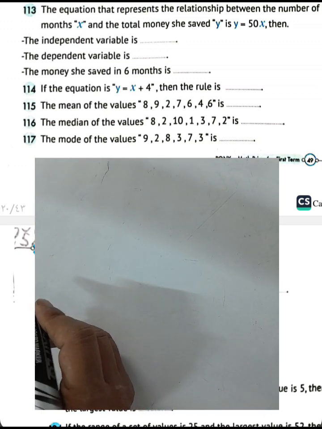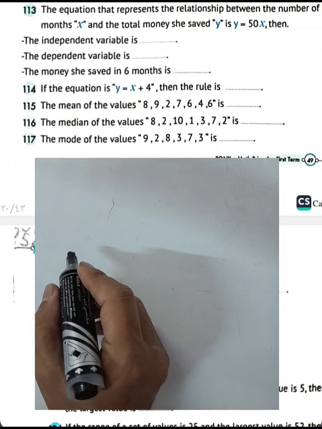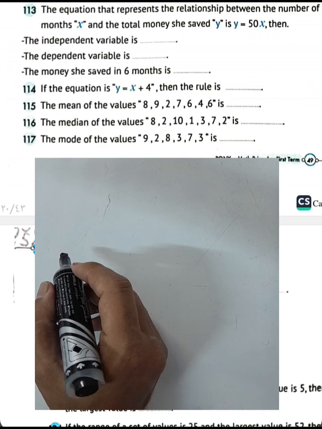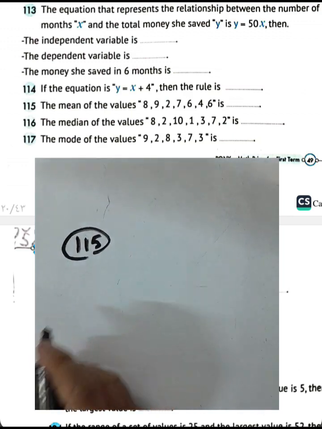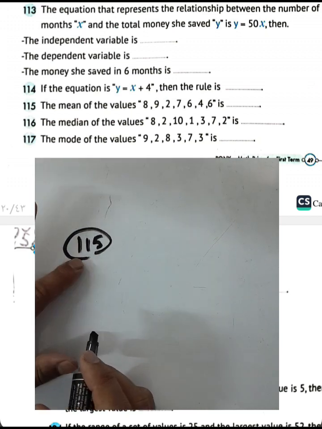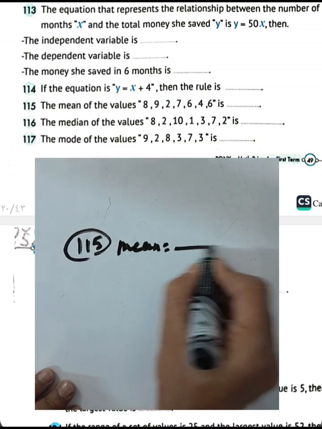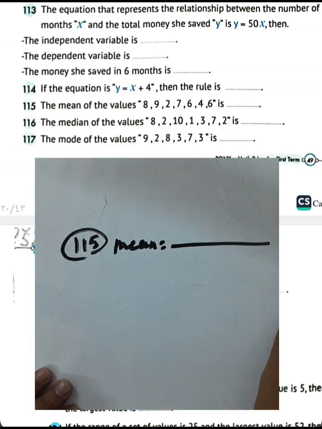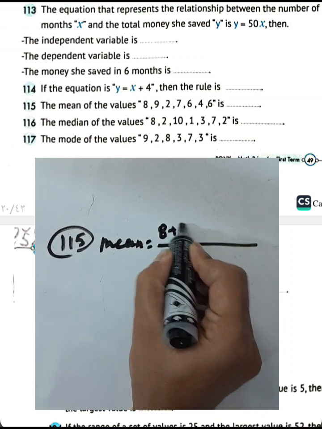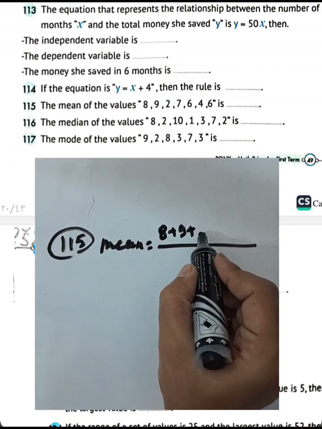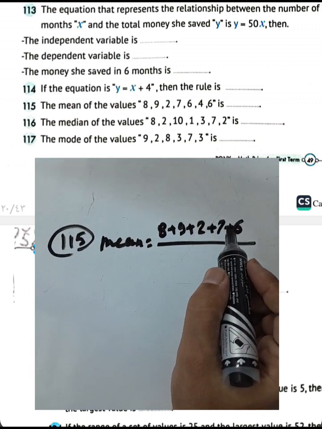Okay, question 116. But question 115 wants you to find the mean. First I will solve question 115, and then we will solve question 116, because 115 wants the mean. The mean equals the sum of all values divided by the number of values. We must add all values: 8 plus 9 plus 2 plus 7 plus 6 plus 4 plus 6.